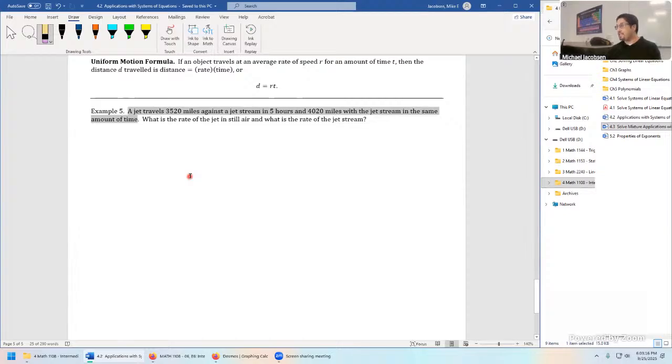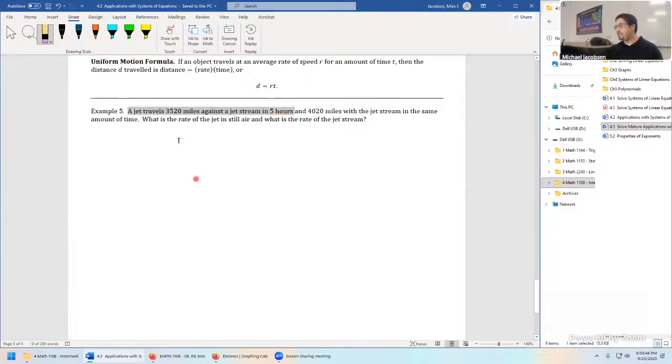But when we break it down, it really does expand out into an impressive set of information. What we're going to solve is: what is the rate of the jet in still air? How fast is this jet going? And what is the rate of the jet stream, the air that was sometimes pushing it, sometimes fighting against it? So this really boils down to breaking down the information very slowly and methodically.